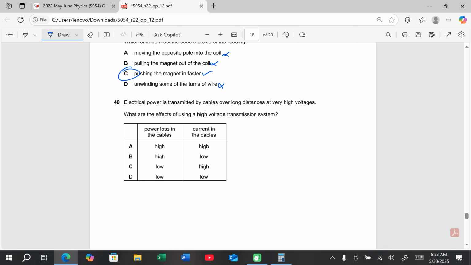The electric power is transmitted by the cable over long distances at very high voltages. What are the effects of using a high voltage transmission system? Power loss in the cable should be low and the current in the cable should be low. That's why it is transmitted at higher voltages.